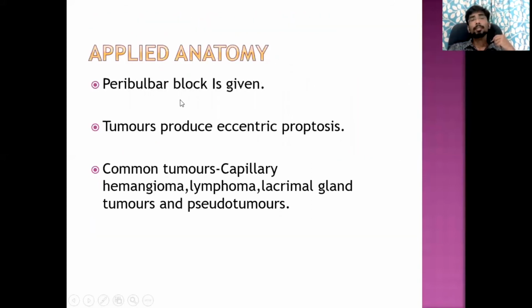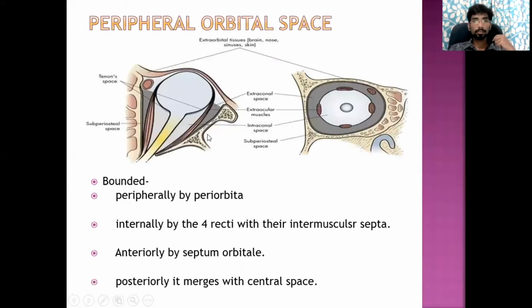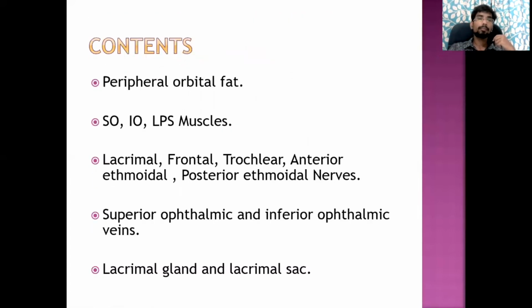Applied anatomy is the peribulbar block. For a regular cataract surgery, we give it in the peripheral orbital space, and any tumors there produce eccentric proptosis, usually capillary hemangioma, lymphangioma, etc. If there is a tumor arising from the peripheral orbital space, it will produce eccentric proptosis. Contents are orbital fat, superior and inferior oblique and levator palpebrae superioris muscle. Nerves are LFT, lacrimal, frontal, trochlear, and anterior and posterior ethmoidal nerves. Superior and inferior ophthalmic veins, lacrimal gland and sac.